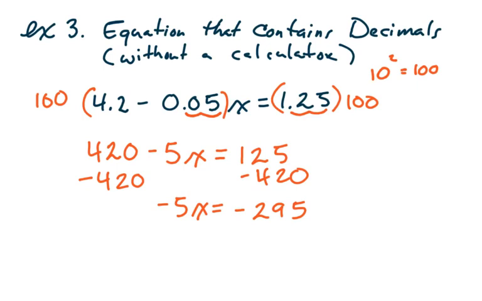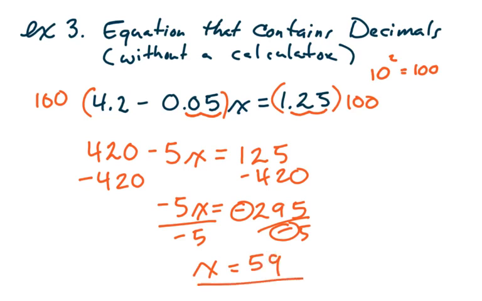Now, this is a one-step equation. X is being multiplied by negative 5, so I can divide both sides by negative 5. And I'm going to get that x is equal to positive, because we're dividing a negative by a negative, positive 59. And that is our answer.